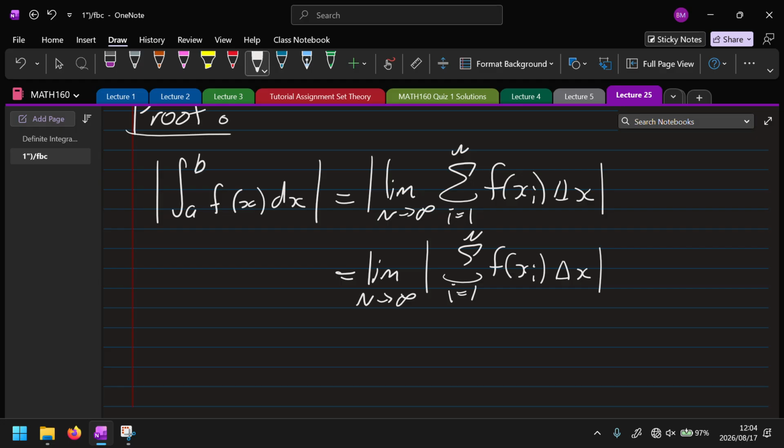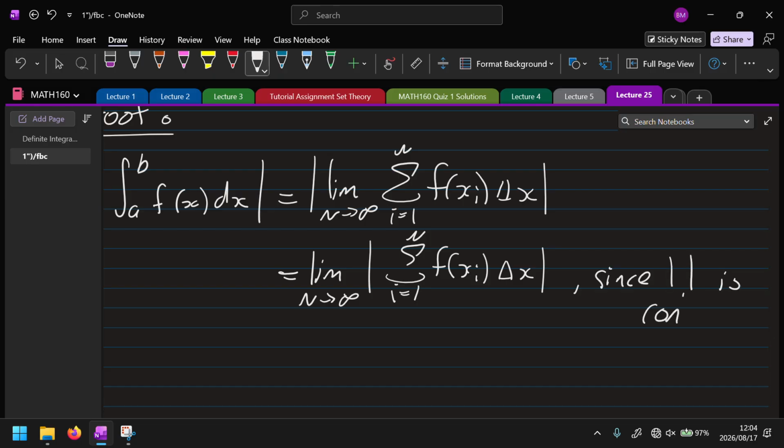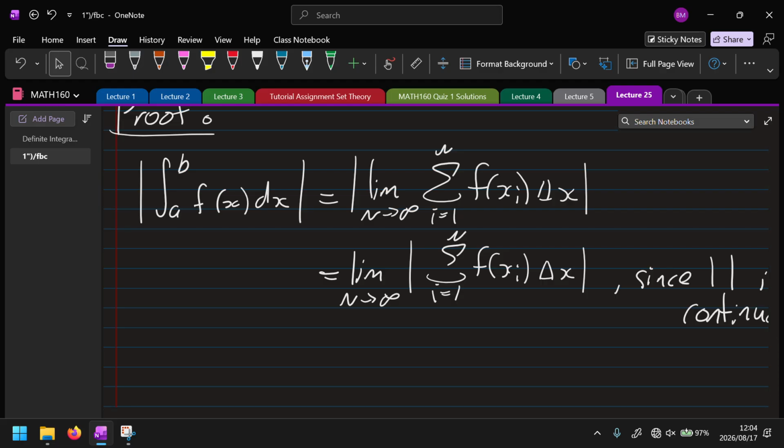Reason, so that was the step. Reason, absolute value is continuous. Okay, and that goes back to what I said in the Thursday lecture about all the definitions we've done. Right? Continuity, limits, differentiability, it all comes up. So maybe the question won't be show it's continuous, but it might be a reason that you need for a given step, right? It's continuous.